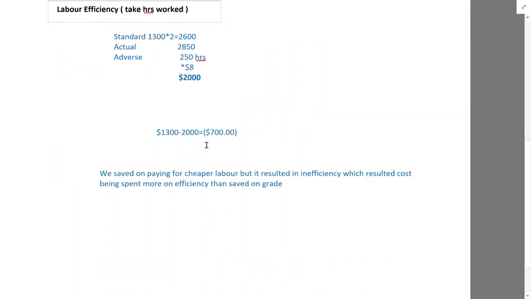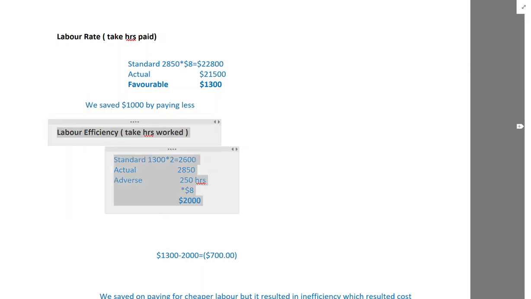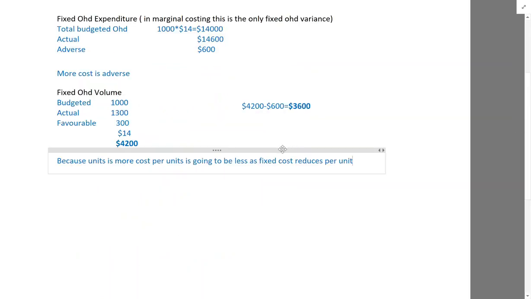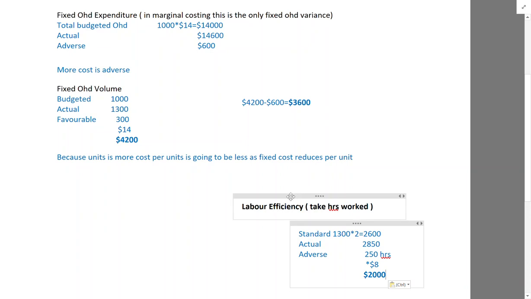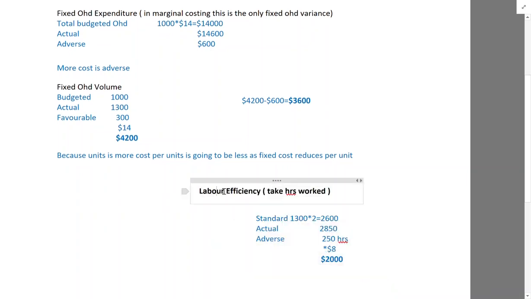In fact, you can take this efficiency, this one. It is the same question, that's why I can take it. Don't take it from another question. So don't call it labor efficiency, call it fixed overhead volume efficiency.